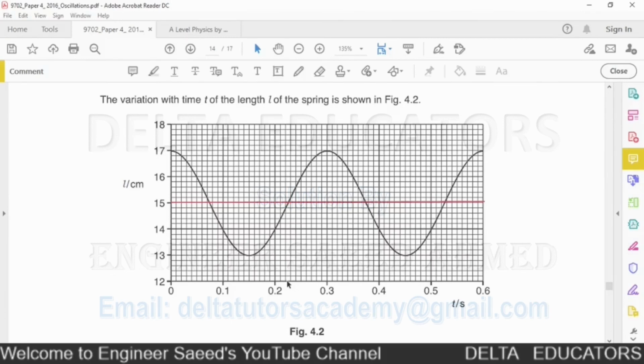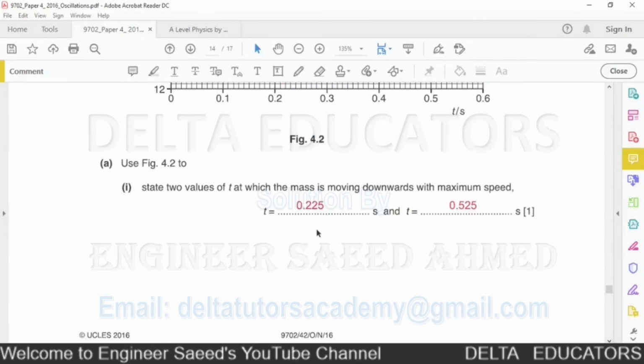its speed will be maximum and it will be moving in the downward direction at this point. At this point, the time will be approximately equal to 0.525 seconds. So its speed will be maximum and it will be moving in the downward direction at time t equal to 0.225 and at time t equal to 0.525 seconds. So the times will be 0.225 and 0.525 seconds.